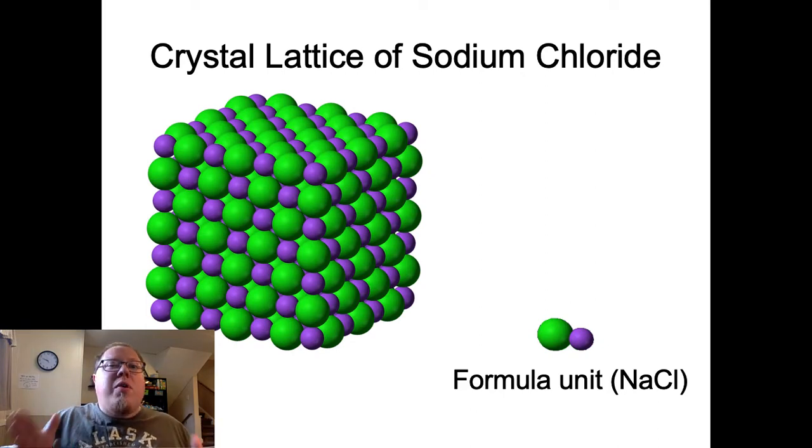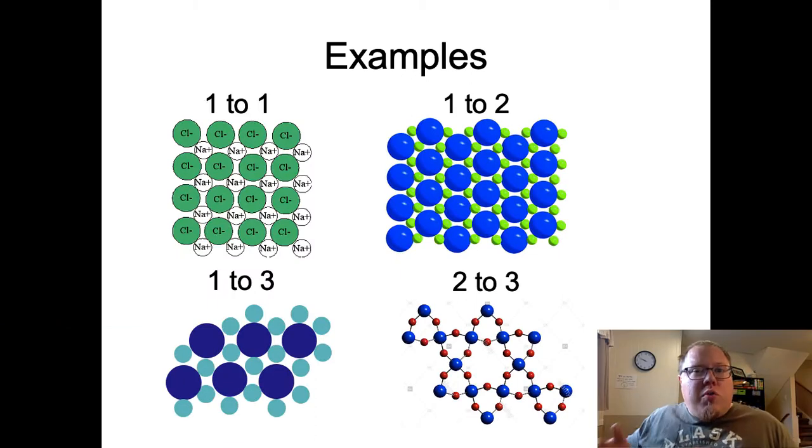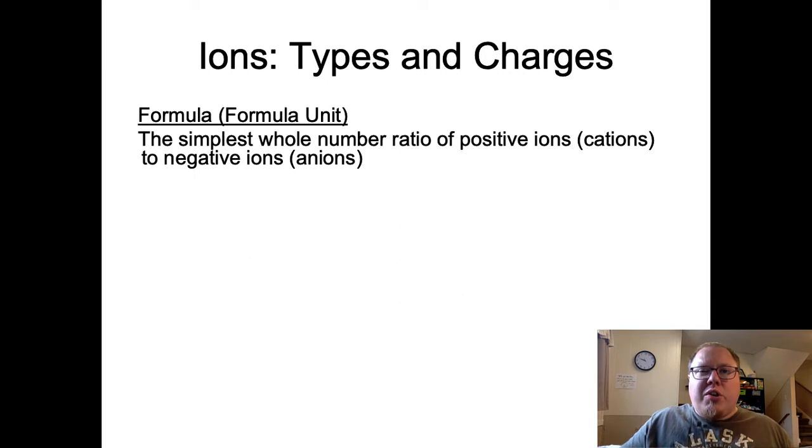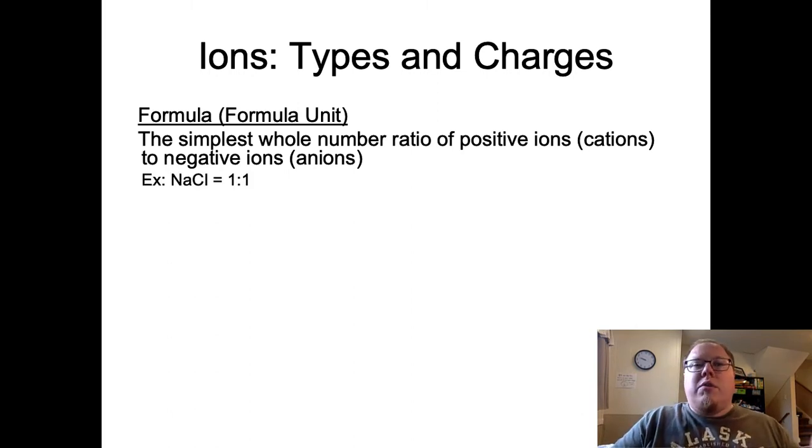Now, this is not the only pattern that can exist, one of each. It is possible to have 1 to 1, 1 to 2, where you have twice as many of one of them as the other, 1 to 3, where you have 3 times as many of one as the other. You even have 2 to 3, where you would have 2 for every 3 of the other. Okay, so these are some of the formulas, the repeating patterns that you can have, and that's what we call them. We call them a formula or a formula unit. This is the simplest whole number ratio of positive ions, those cations, to the negative ions, those anions. NaCl, that was 1 to 1.